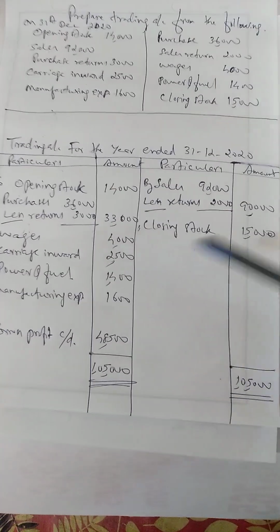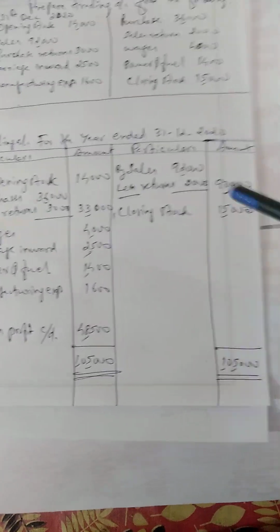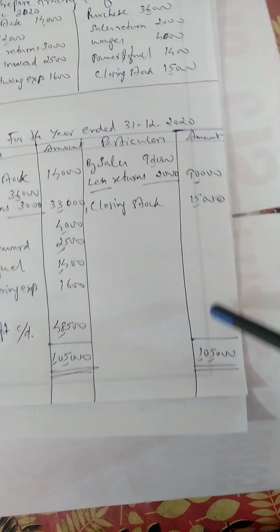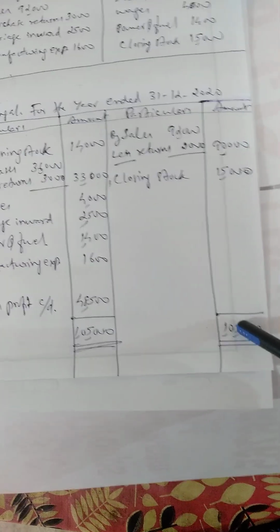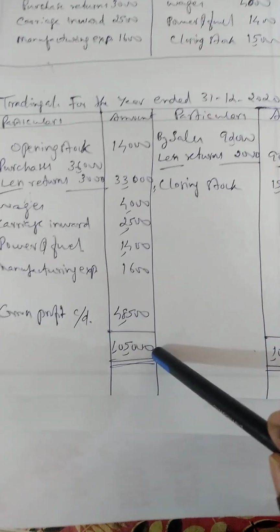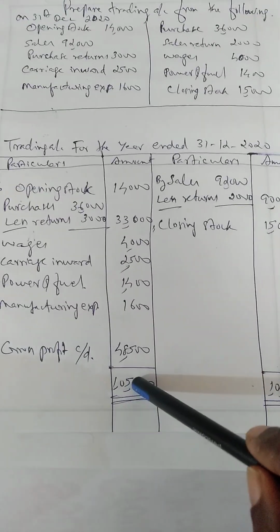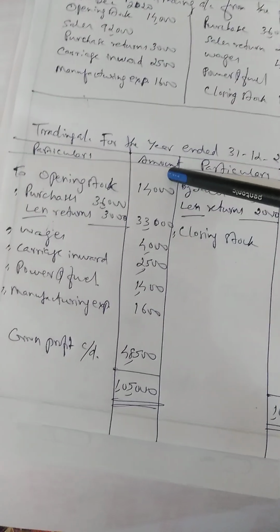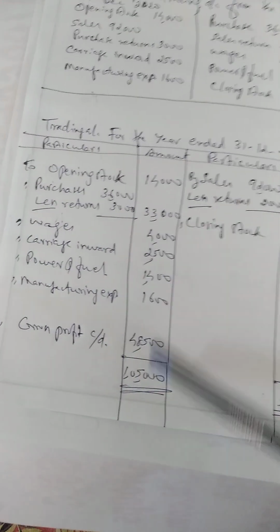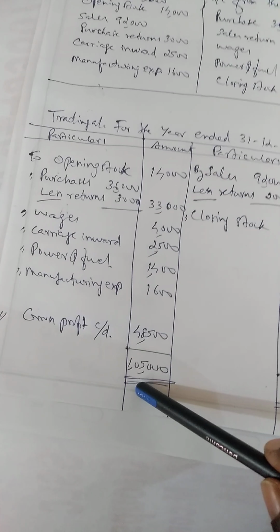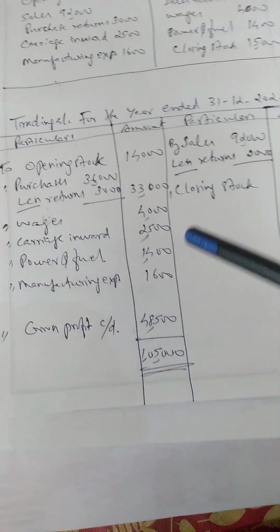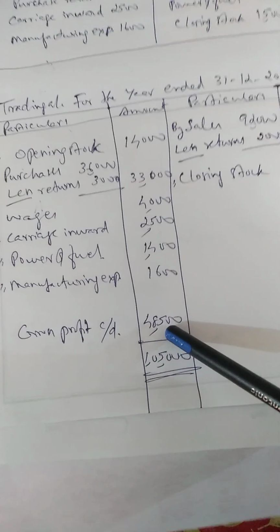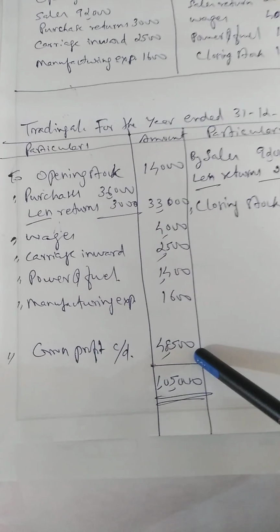At first, check the total of either side. Where is the highest total? In this case, here is the highest total. It is totaled and written here. The same total is to be shown on the other side, on the same line. Then deduct all the figures on the debit side from this total, and you will get the difference. The difference is to be shown here as gross profit carried down.